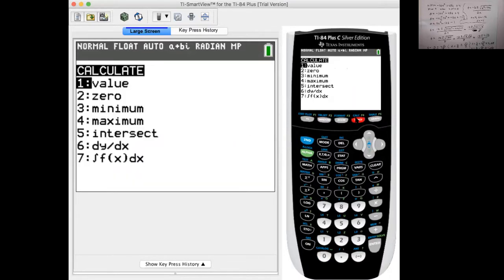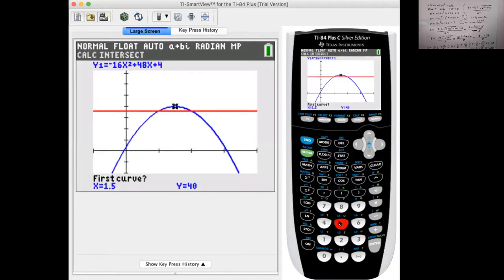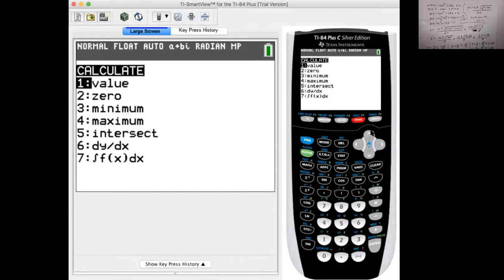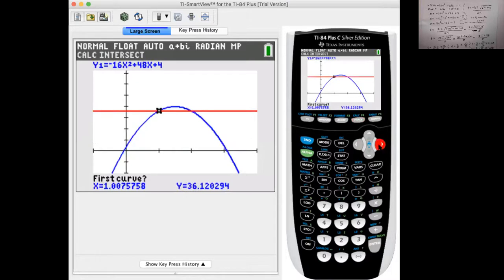Second calc, intersect is number 5. First curve is the blue one. I'm going to move towards the first intersection point. First curve is blue, enter. Second curve is red, enter. Guess, pretty close. Is it 1 second? It is, very good. And let's check to see if we get the same answer of 2. Intersect, number 5. First curve, this time move the cursor with the right arrow until we're close to the intersection point. That's pretty close. First curve is blue, second curve is red. Guess is right there is good enough. And indeed it's 2, so that's checked. That was our first question.